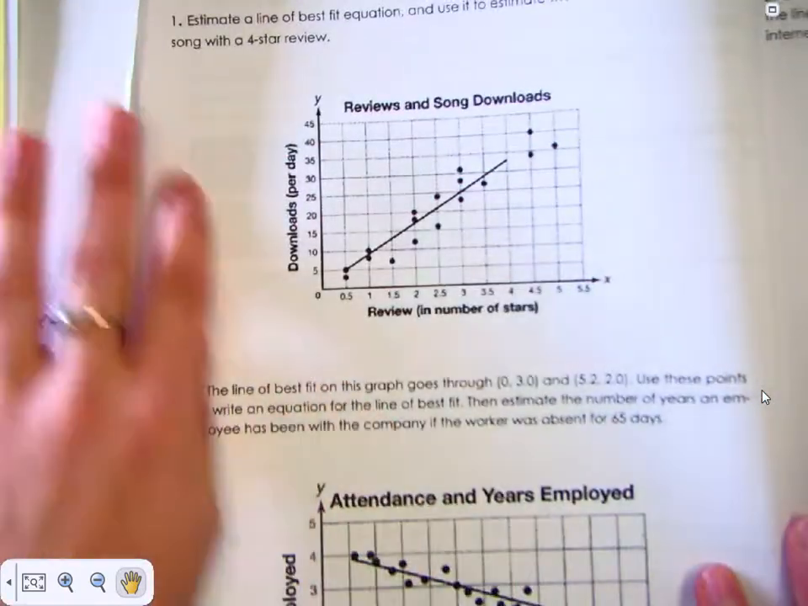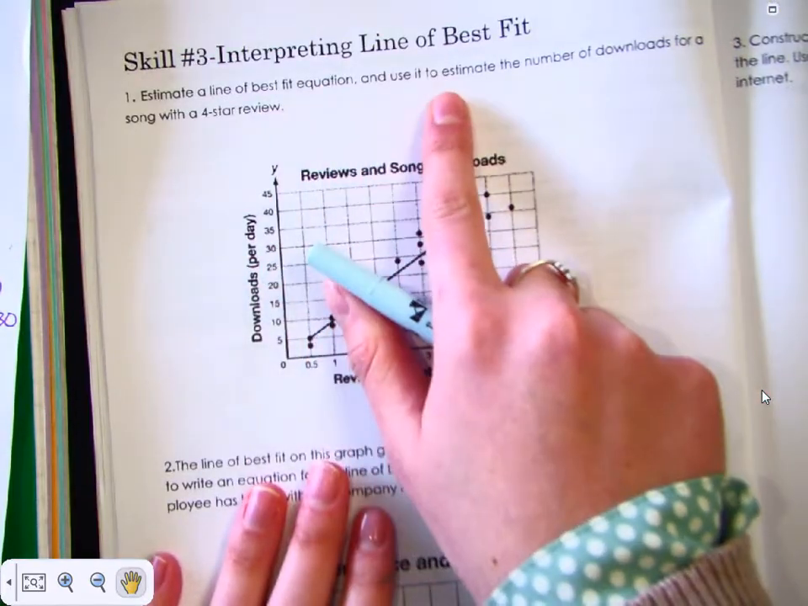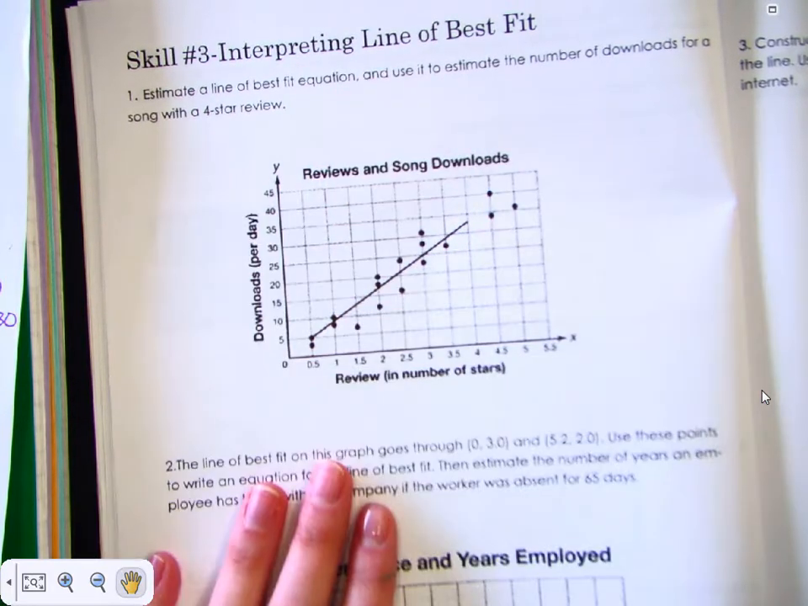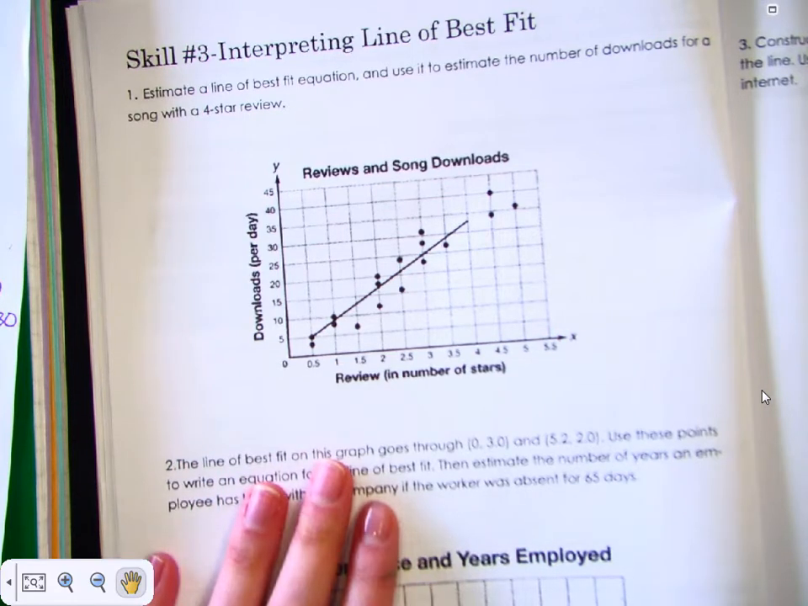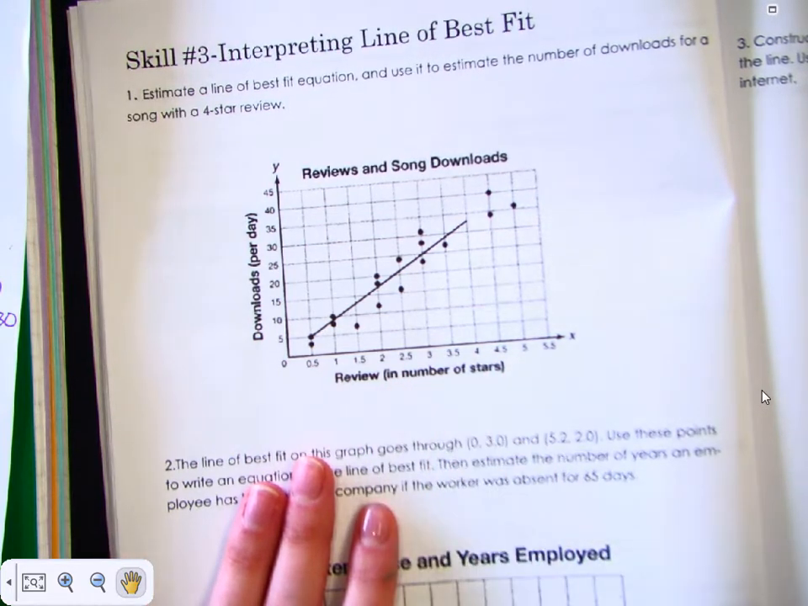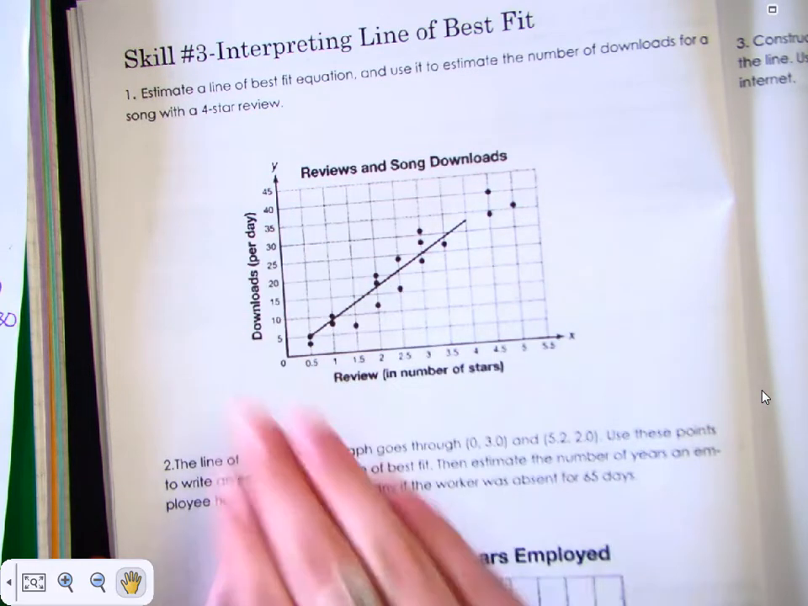So if you turn to page number 21, it says, estimate a line of best fit equation and use it to estimate the number of downloads for a song with a 4-star review. So if you look at the situation, we're looking at downloads per day and the review. So basically this is saying the more reviews it gets and stars, so the better rating something has, the more downloads it's going to have, which makes sense. It makes sense that those are related. Because if a song is more popular than another, if it's better than one, it's probably going to have more downloads because people are going to tend to like it more. So that's kind of what our data is talking about.